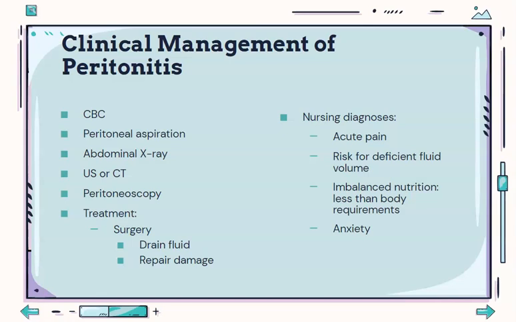Nursing diagnoses associated with peritonitis. Acute pain. These patients are going to have a lot of pain, so that's going to be one of our primary nursing focuses. Also, deficient fluid volume, if they're hemorrhaging, or maybe they have a bowel obstruction that perforated, and we know that they had a fluid volume deficit or electrolyte imbalance from the get-go.